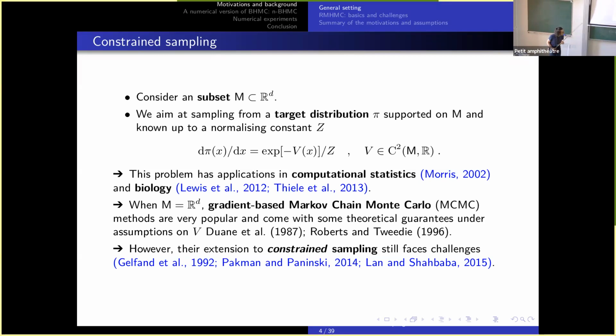The problem that I want to face is to consider the case where M is not necessarily R^d. This is the problem named constrained sampling. The density is quite badly written, now I realize it. You should have somehow the indicator function of M.